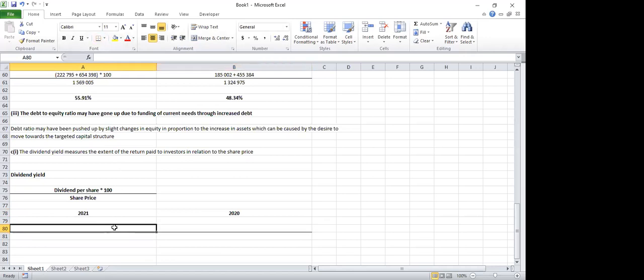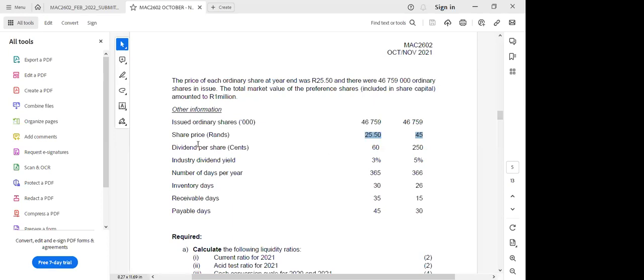They didn't specify the years, but it's safer to just do both years. So we can say this year it's 60, last year is 250. Right, there's something you have to be very much aware of. This one is given in cents, and this one is given in rands. So you have to be very careful there.